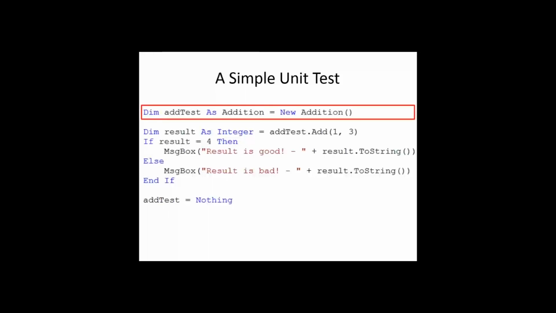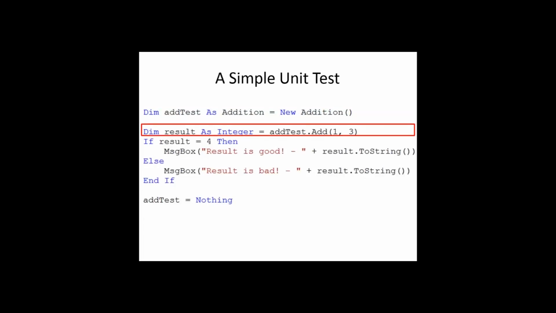So step 1, I'm basically setting up my preconditions. For me to test the results of the add function, I actually need an instance of the addition class. So I create that. That's the setup part of my unit test. Then the actual test, I'm executing the add function and capturing the result. And then basically this if statement is making an assertion. I expect the result of 1 plus 3 to be equal to 4. If that's true, then I report that the result is good. If it's false, I report that the result is bad.